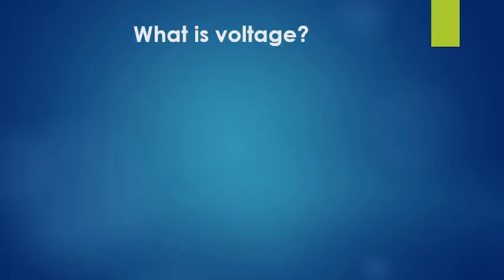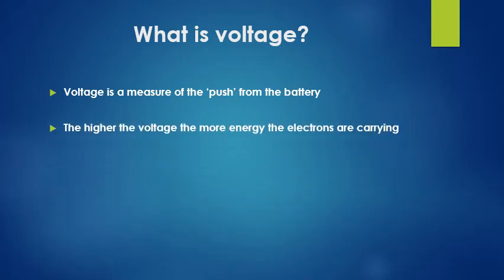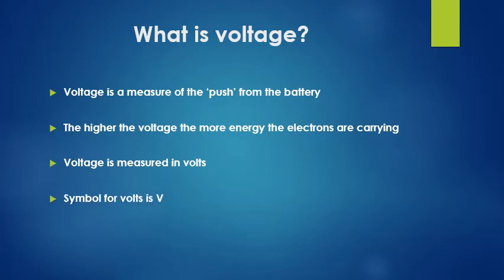So what exactly is voltage? Voltage is a measure of the push that the electrons obtain from the battery or from a power pack. The higher the voltage, the more energy the electrons are carrying. Voltage is measured in a unit called the volt, and the symbol for volts is V.